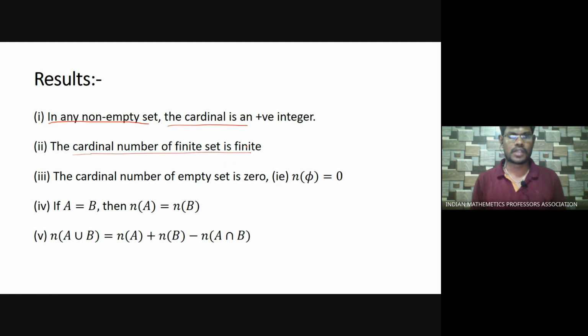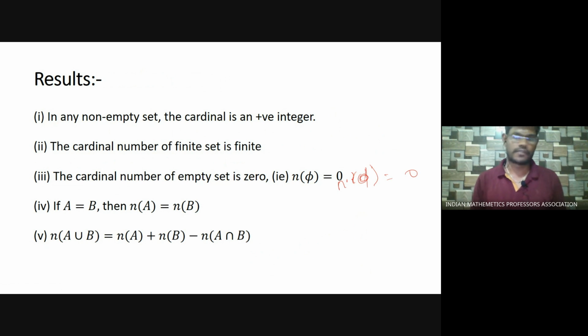Suppose you have a set A equal to {1, 2, 3, 4, 5}. This is a finite set, so n of A is just equal to 5. This is the second result. And the third one: the cardinal number of the empty set is 0, then n of phi is equal to 0. This is also an important result. n of phi is always 0.